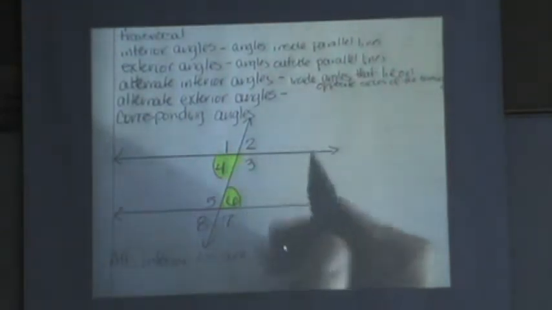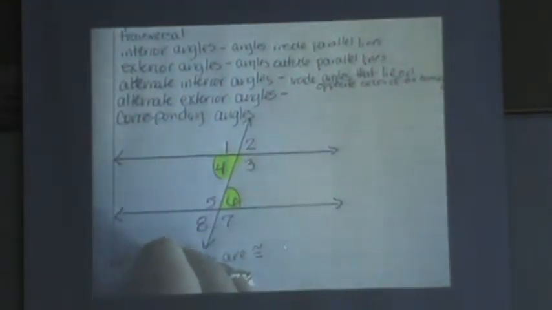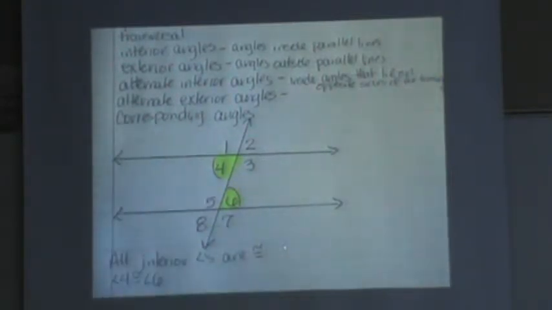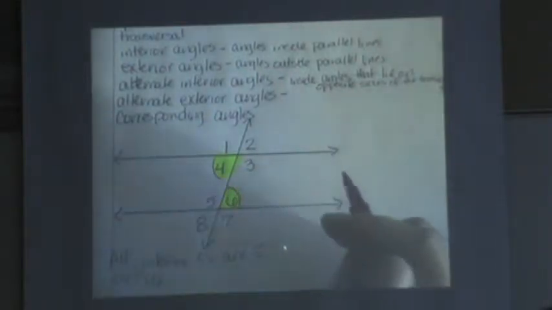Okay, so alternate interior angles are congruent. So that means that angle 4 is congruent to angle 6. Congruent means of equal measure, or the same. So the angles 4 and 6 are the same measure.